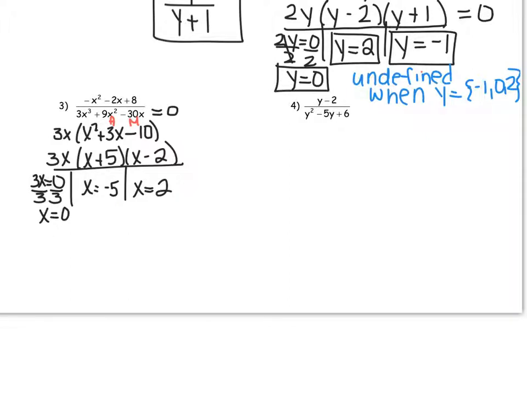Okay, now the numerator. Well, actually, let's write down about undefined values. So undefined when x is equal to -5, 0, and 2.